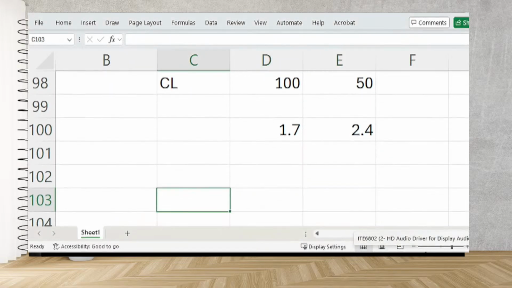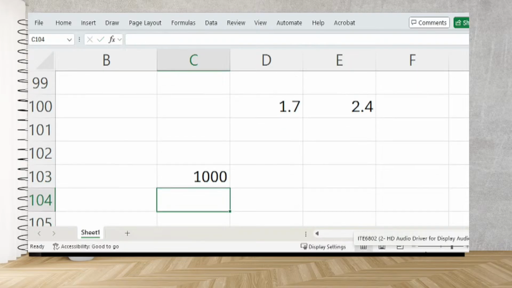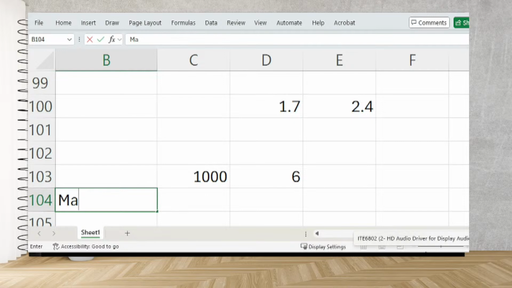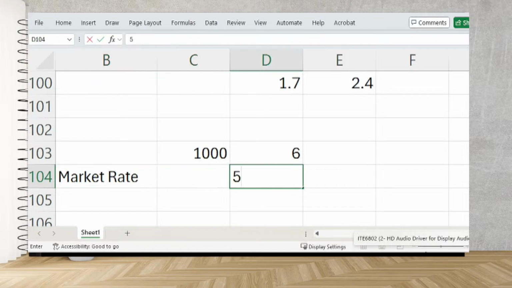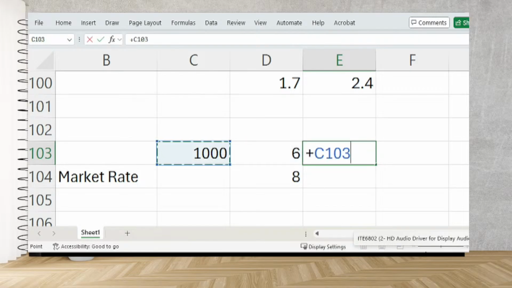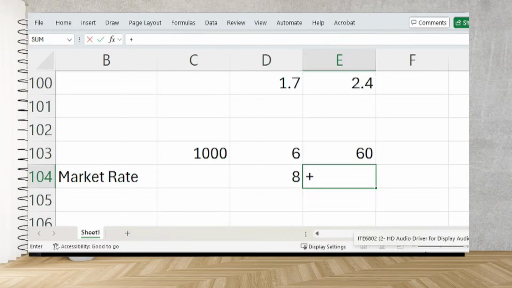See, say 1000 is a bond value and the interest rate is 6%, and now the market rate is 8%. How do we calculate the value if it is a perpetual? 100 multiplied by 6%, but the market rate is 8%, so it is basically divided by 8%. The value is 750. So the debt value goes down.